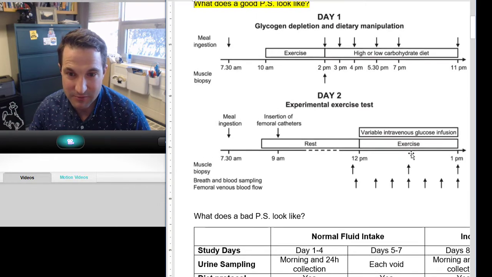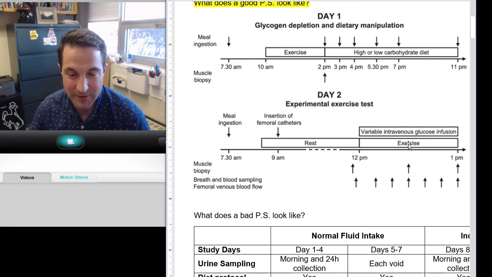I've done a study like this before where I had to have a muscle biopsy and then run for 70 minutes. Luckily, they used a lot of lidocaine, so it wasn't too bad, but I can tell you it was not super comfortable the next day. Here we go. Here's the variable intravenous glucose infusion, and that's what they're going to be looking for in these. With this, you can also see that they're doing breath and blood sampling following the femoral venous blood flow.